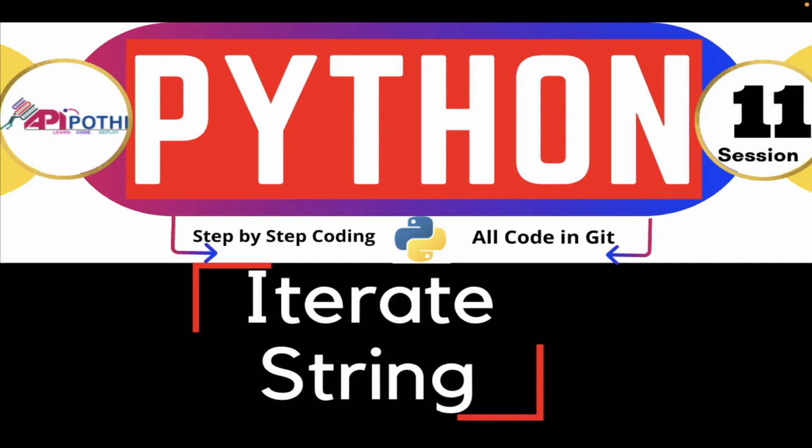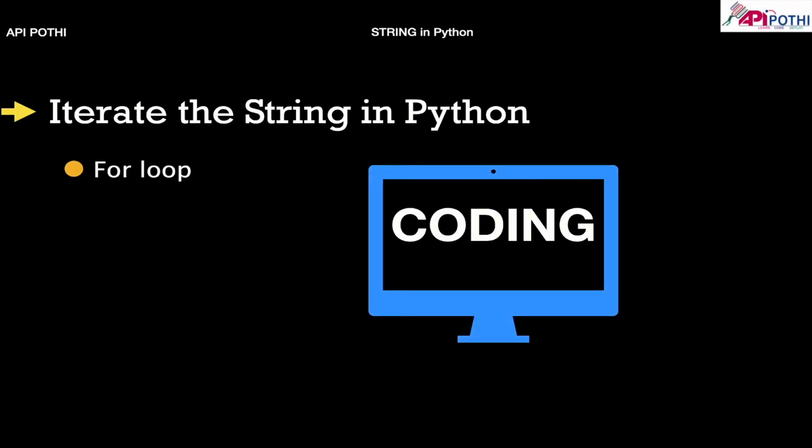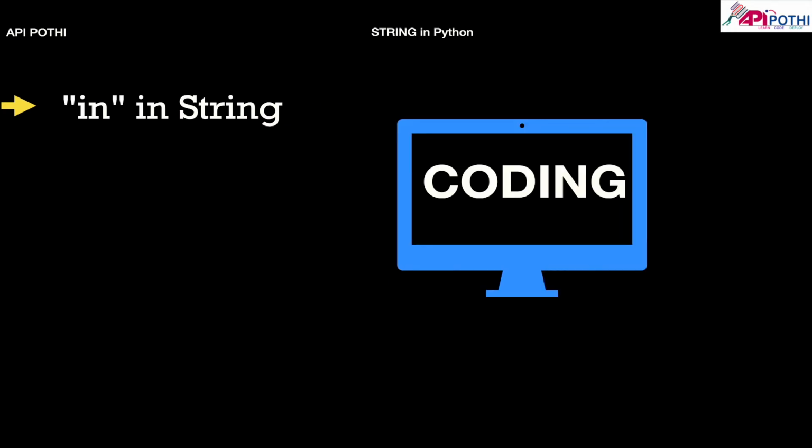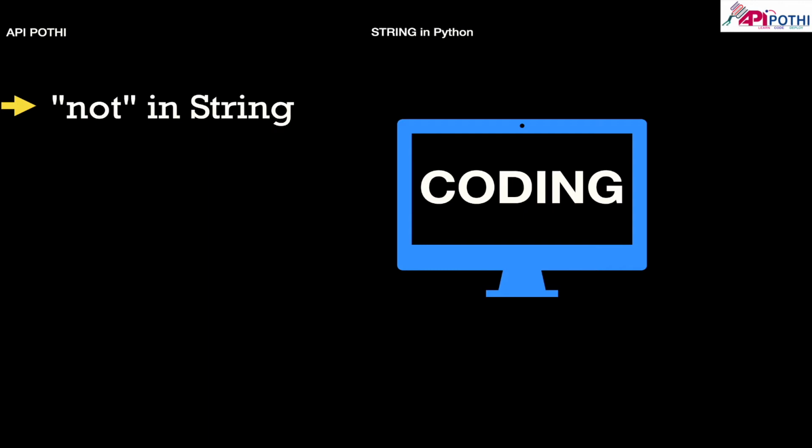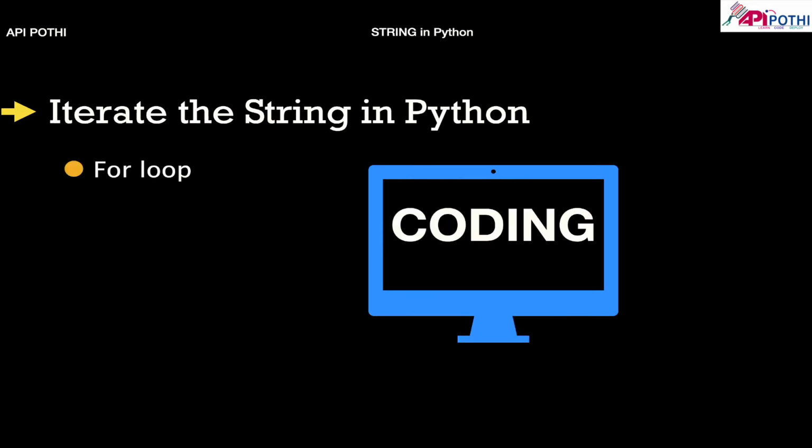The scope of this video is to understand how to iterate a string in Python, and this is the 11th video of the Python playlist in API POTHI. We can iterate a string in Python using the for loop. In the same way, we have in, if, and not. We will see how to use these in order to iterate the string in Python.